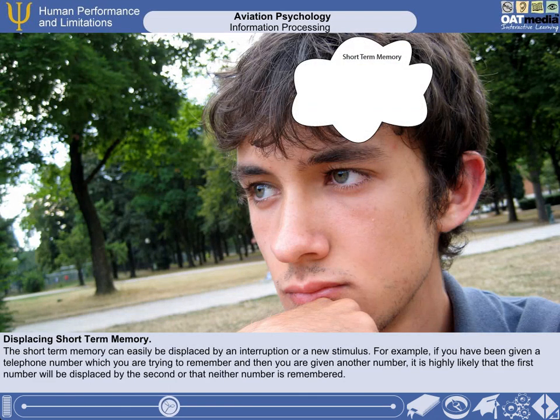The short-term memory can easily be displaced by an interruption or a new stimulus. For example, if you have been given a telephone number, which you are trying to remember, and then you are given another number, it is highly likely that the first number will be displaced by the second, or that neither number is remembered.